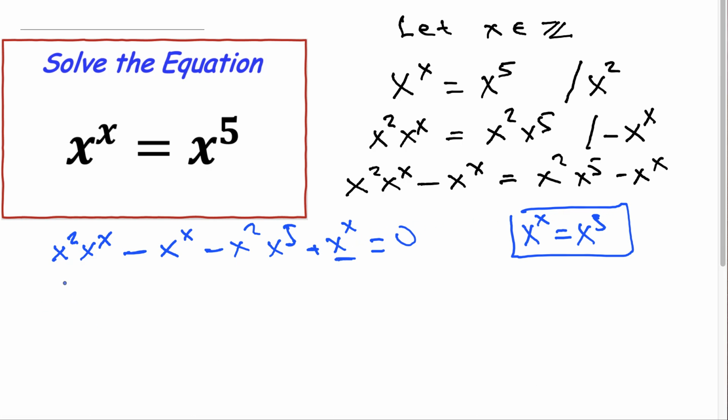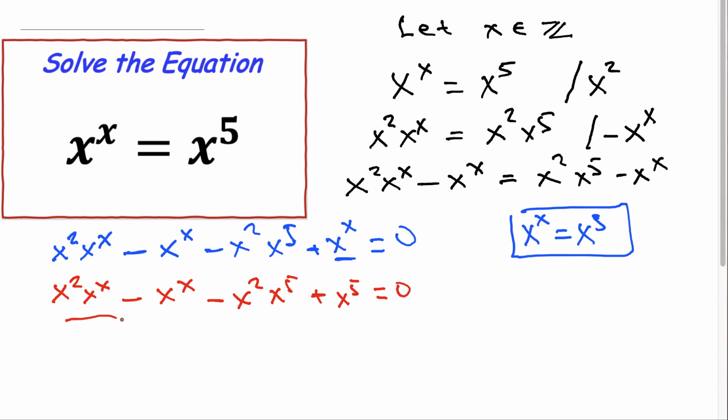So let me rewrite this equation here again and let's see how it looks. So we have x squared x to the x minus x to the x minus x squared x to the 5 plus x to the 5 is equal to 0. So instead of x to the x, what I have here in this equation, I am going to substitute by x to the 5. And now I'm looking here, can I factorize this one?